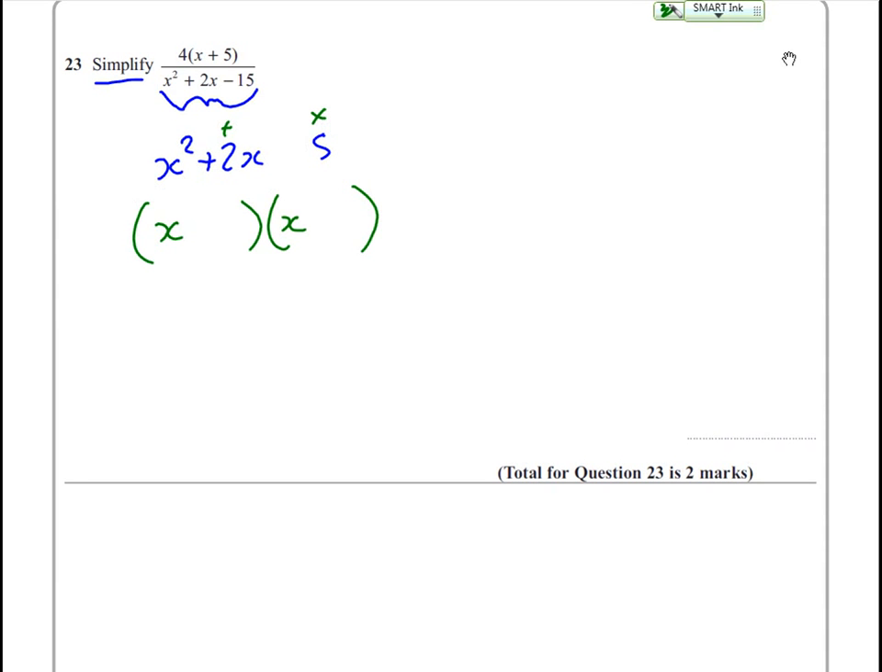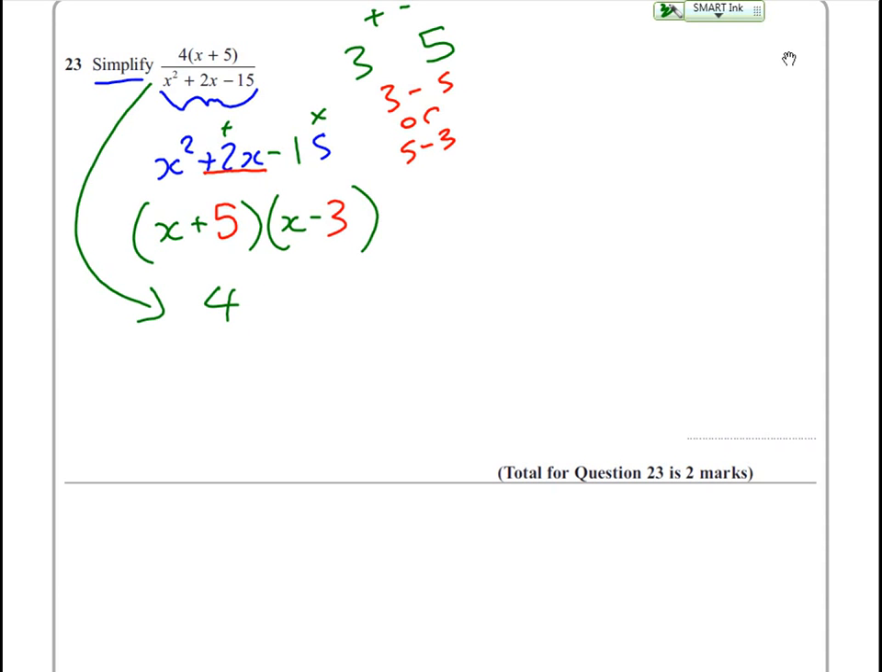Thought that wasn't going to end nicely. So, one's going to be plus, one's going to be minus. And the numbers that times to 15 are 3 and 5 and 1 and 15. To get to plus 2, do we do 3 minus 5 or 5 minus 3? Obviously, it's plus 5 minus 3. So that's the bottom bit factorized. Let's write this out again now. 4x plus 5 over x plus 5, x minus 3.